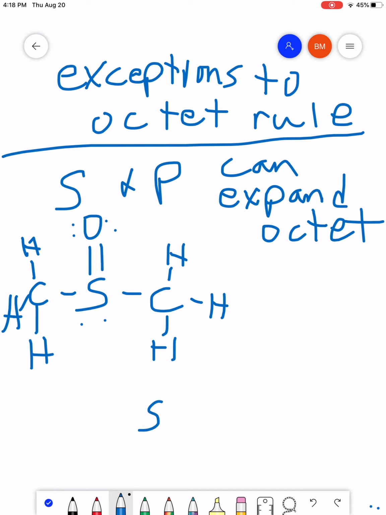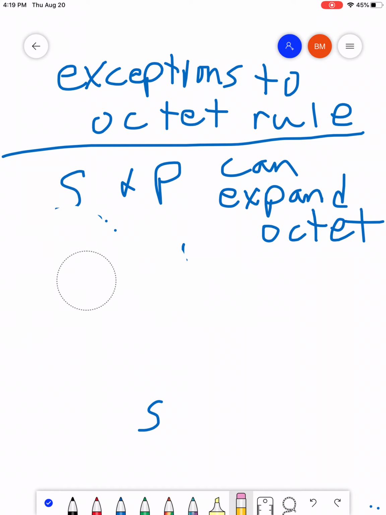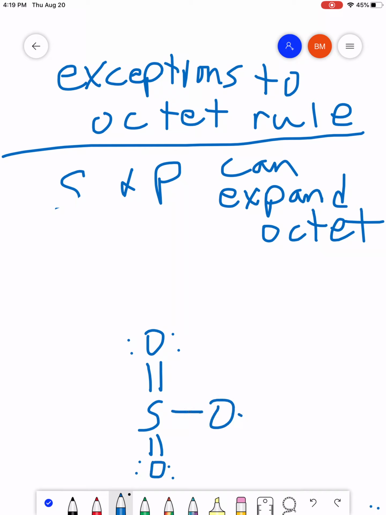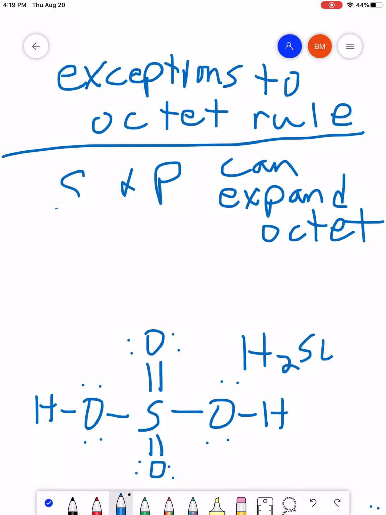Here's an example where sulfur actually has 12. I'm going to erase this so it doesn't bleed over. Sulfur is perfectly neutral, double bonded to two different oxygens, single bonded to two other ones. It's actually got 12 electrons in its outer shell. Perfectly stable. By the way, this is a molecule you've probably heard of. This is sulfuric acid. Sulfuric acid eats people. And it has a Lewis structure that looks like that.